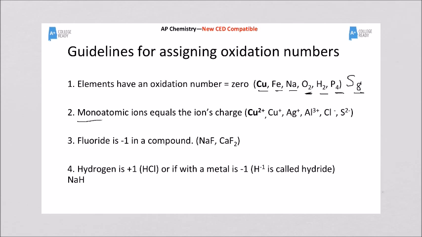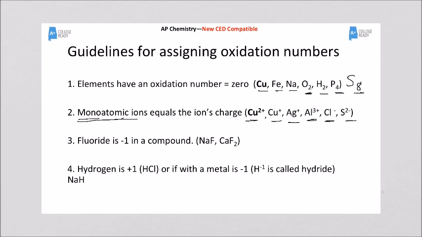If we just have a monatomic ion, and again, that's just a one-atom ion, the oxidation number is whatever the charge is. We already saw copper 2+. Copper is also +1. Again, it's just a one-atom ion. There are many examples of this. I just picked out some metals that have positive charges and nonmetals with negative charges, and whatever the charge is, that is the oxidation number.